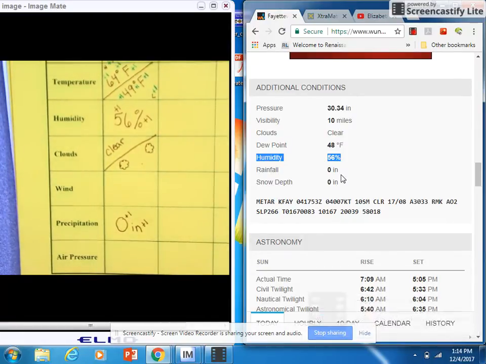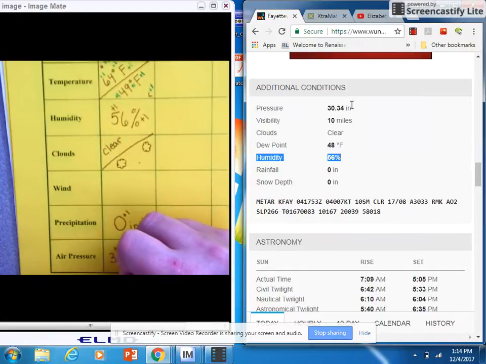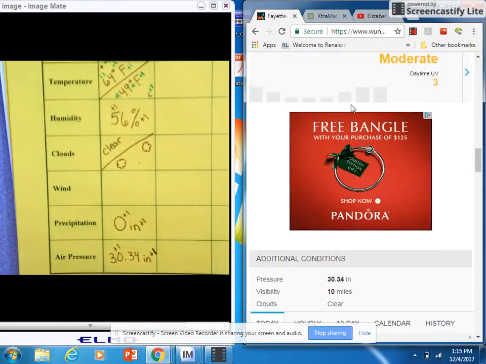Okay? And then air pressure. Air pressure on this website, they just wrote pressure. So we're going to write 30.34 inches. You get 1 point for the number, and you get 1 point for the measurement. After you're finished with that, you're going to scroll back up.